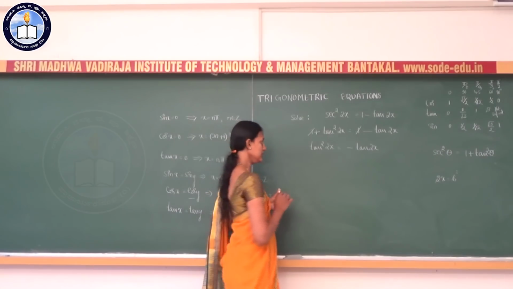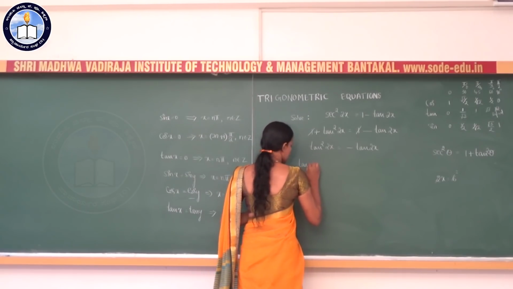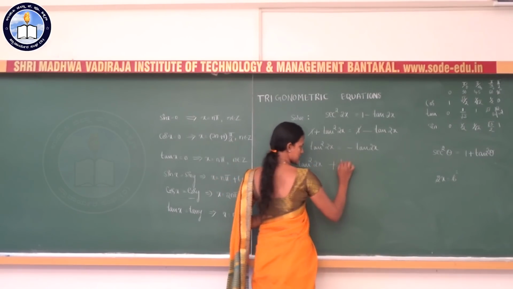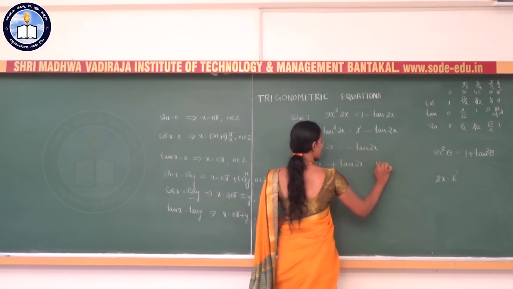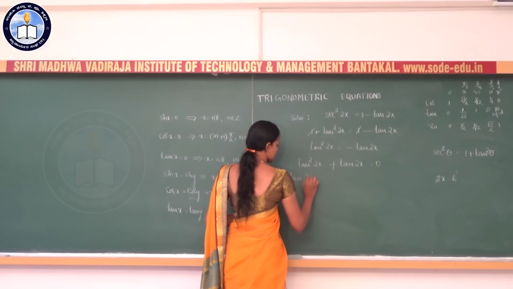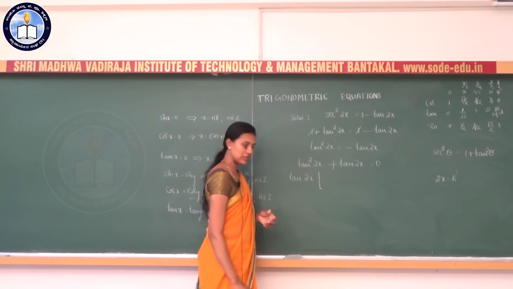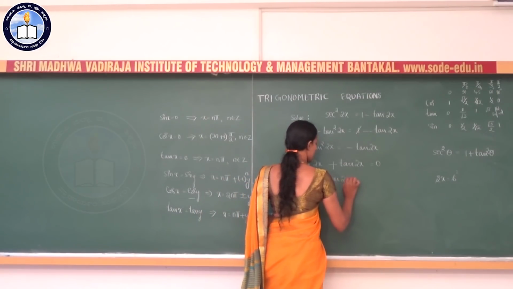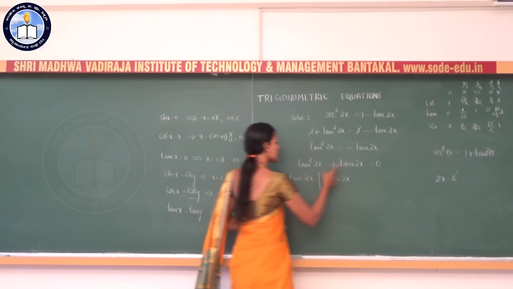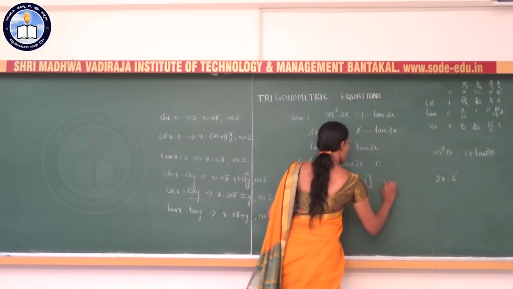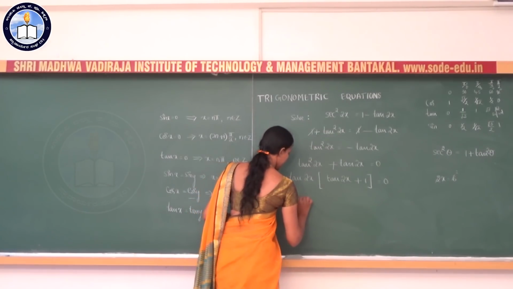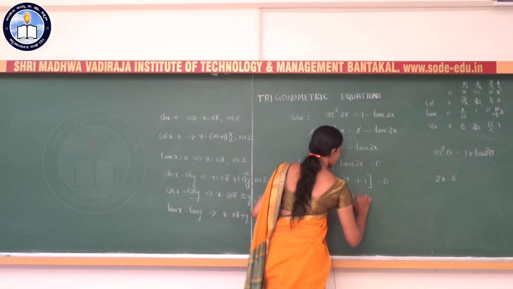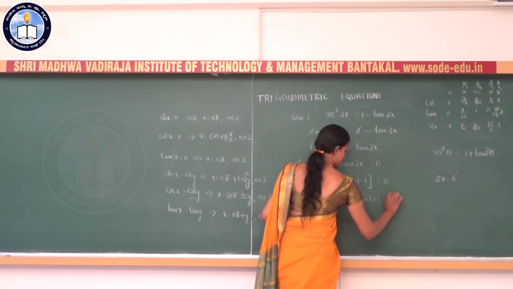So, we cannot cancel. We have to solve this trigonometric equation as tan square of 2x plus tan of 2x is equal to 0, in which tan 2x is common. So, let me take it out. So, in the first term we will have tan of 2x, one tan function has been taken out, and in the second term we will have only 1.